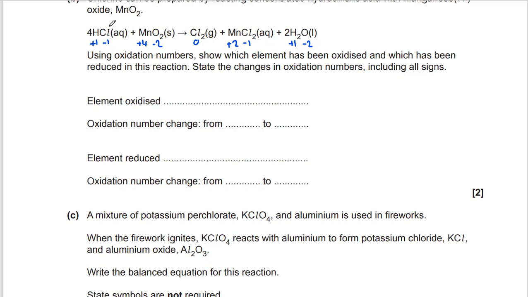So chlorine is quite clearly gone from -1 to 0. And that's oxidation. It's lost an electron. And manganese has gone from 4 to 2, which is reduction. So in terms of writing it down, oxidation is chlorine, -1 to 0. Manganese is reduced, +4 to +2. Nice and straightforward, nice easy 2 marks.